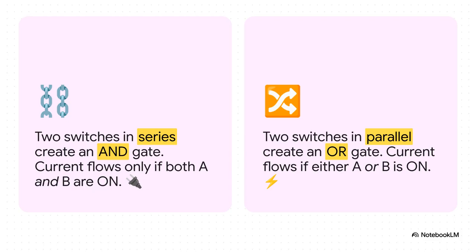Okay, so how do we get from a simple switch to logic? It's all in the wiring. If you put two switches, one after another, in a series, current is only going to flow if switch A and switch B are both on. Boom, that's an AND gate. Now, wire them up in parallel, and current will flow if switch A or switch B is on, and that's an OR gate. It's kind of wild, but with just these basic building blocks, we can construct the entire universe of computation.